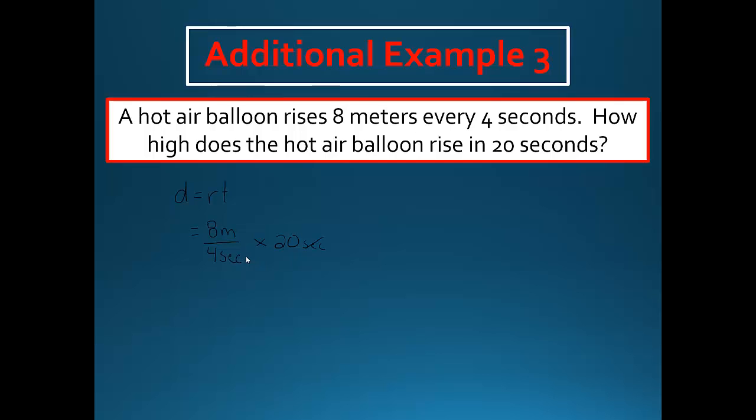Our seconds will cancel. We can also simplify 4 and 20 by dividing by 4. So 4 will become 1 and 20 will become 5. Now when we multiply, 8 times 5 gives us 40. And then we need to label, so it would be 40 meters.